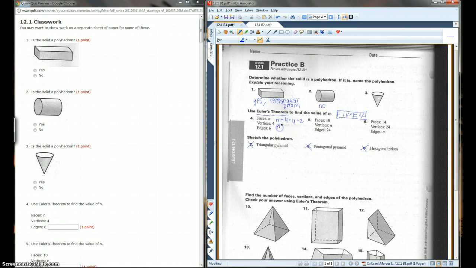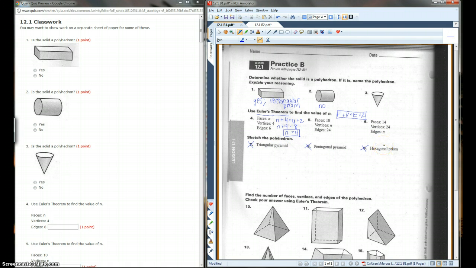N plus 4 stays the same. 6 plus 2 is 8. If I subtract 4 from both sides, N equals 4. You do the same thing for numbers 5 and 6. Okay, this section you skip.